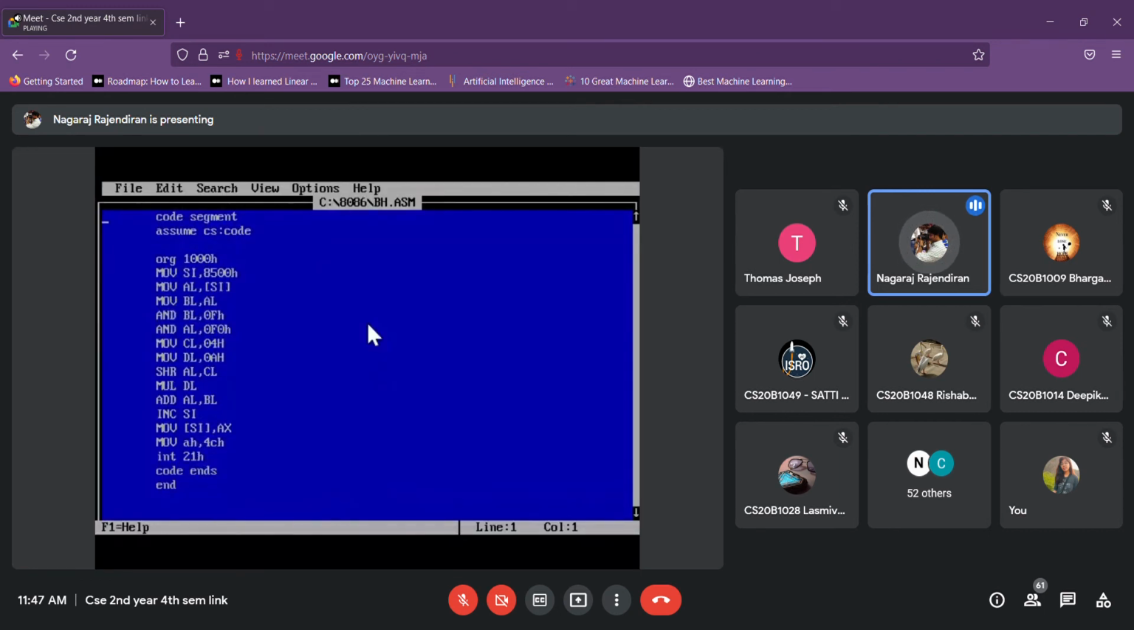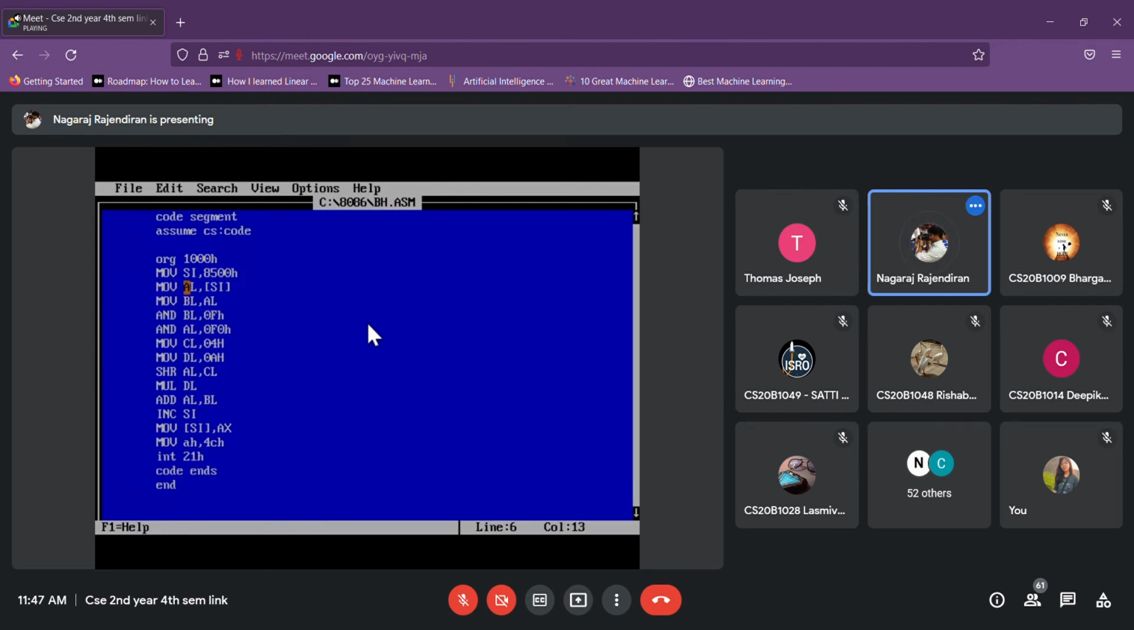So this is my code, which converts a decimal number to hexadecimal number. This is my starting segment. My program starts with 1000H. So MOV SI, 8500 means we are initializing SI with 8500.